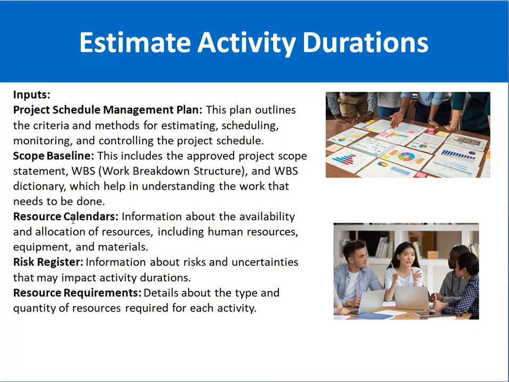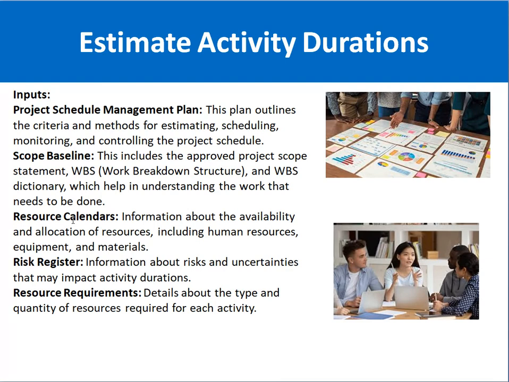Next is the risk register. A risk in project management is called an uncertainty. It can be a positive or a negative thing as well. So it gives you information about risks and uncertainties that may impact the activity duration. Then the resource requirements.